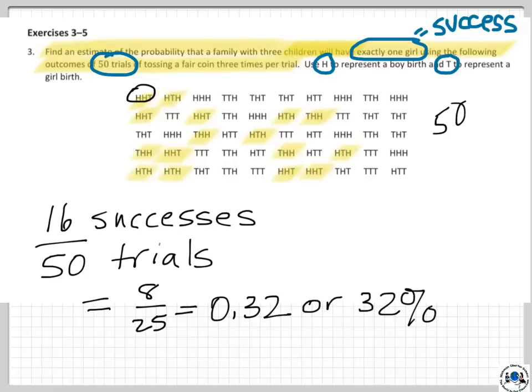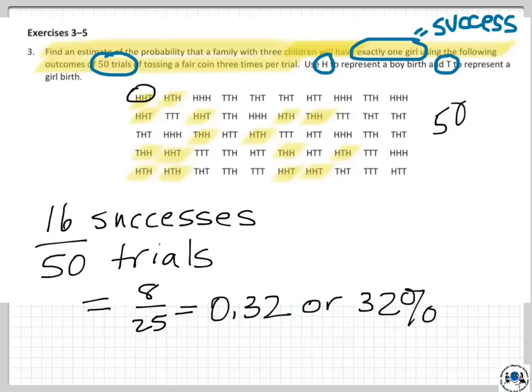Trying to think of others that I know of. Yeah, I have another, my wife's sister's family, 2 girls, 1 boy. Okay, that would be the exactly 1 boy situation, which is not exactly one girl, which is what we're talking about here.